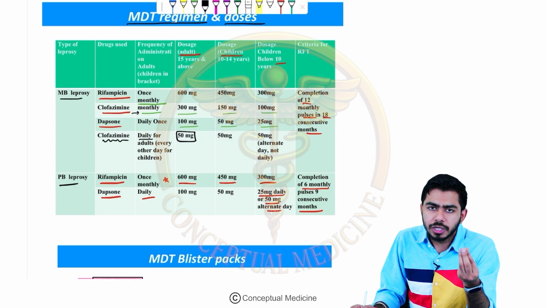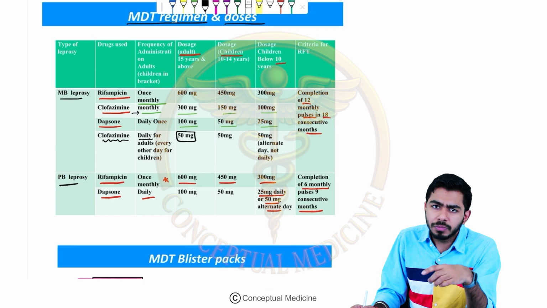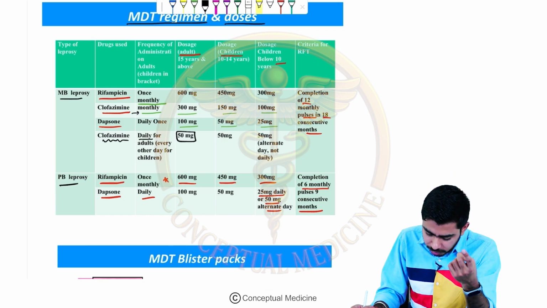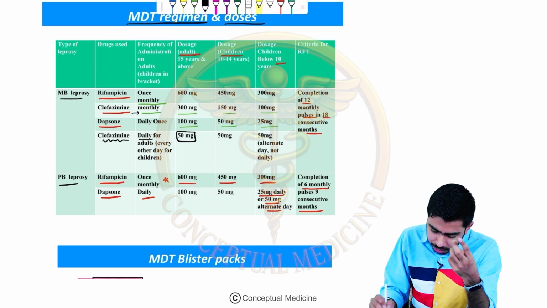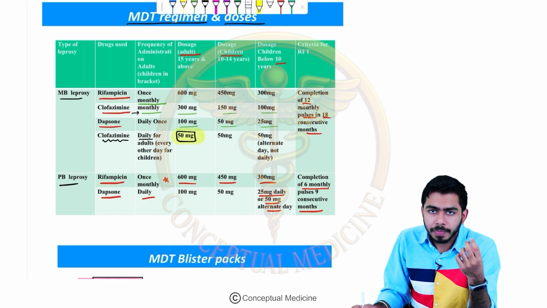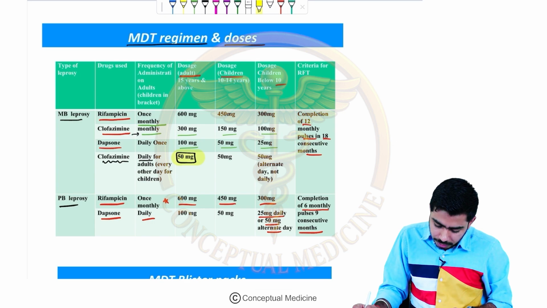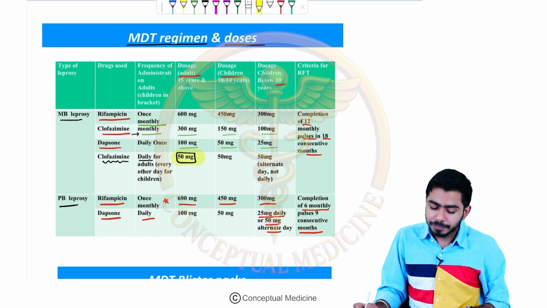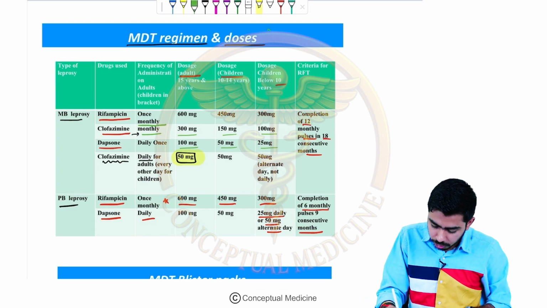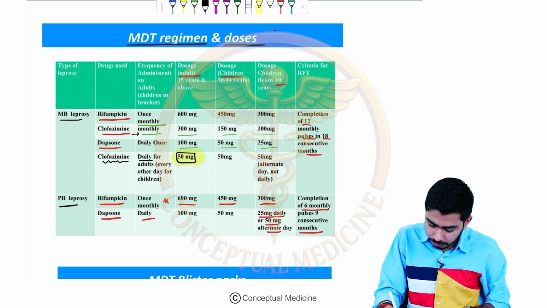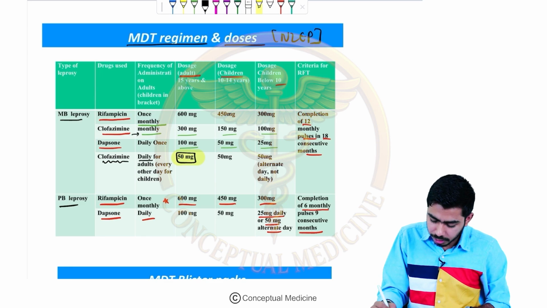According to the National Leprosy Eradication Program, here they are saying that the monthly dose will be 300 mg, but there is a daily dose also for the Clofazimine in the multibacillary leprosy, that is 50 mg. Please remember that. Okay, so that's how we have talked about the multi-drug therapy regimen and the doses according to the National Leprosy Eradication Program, right?